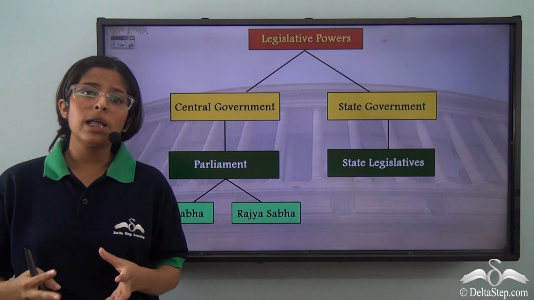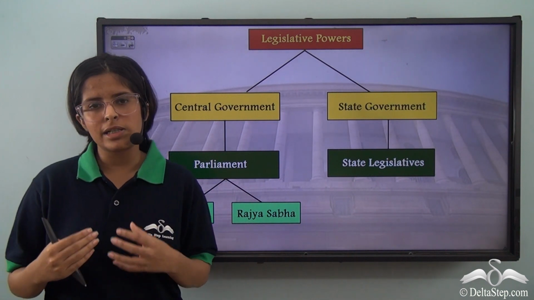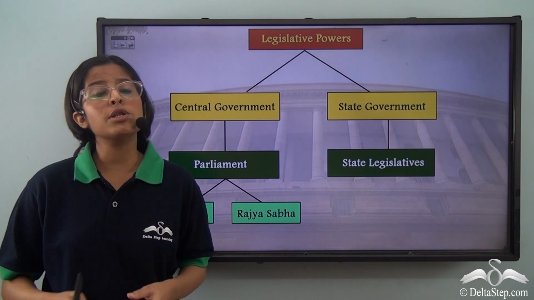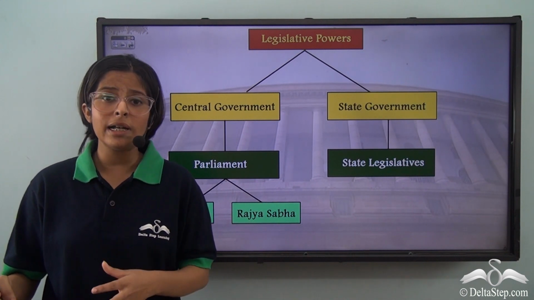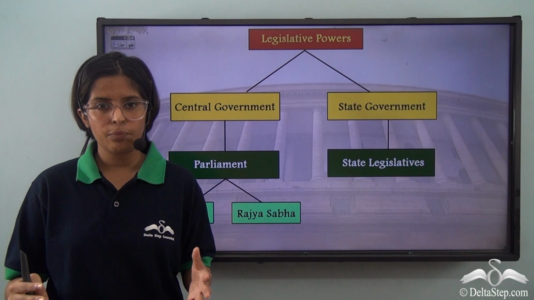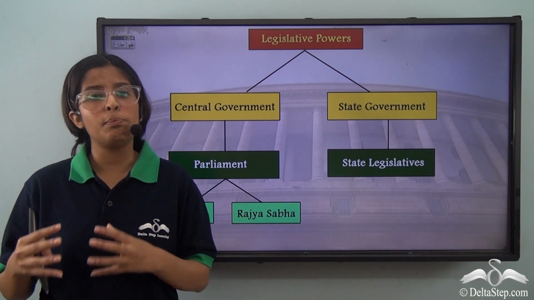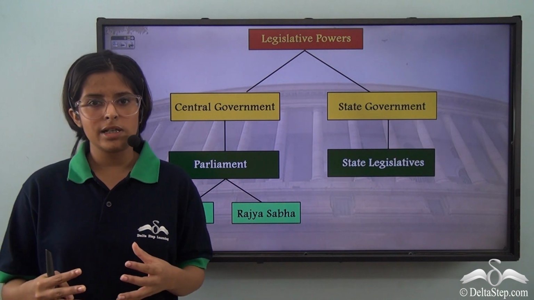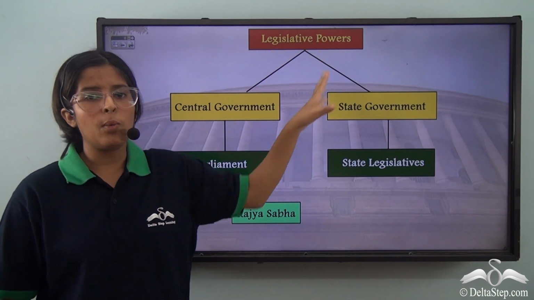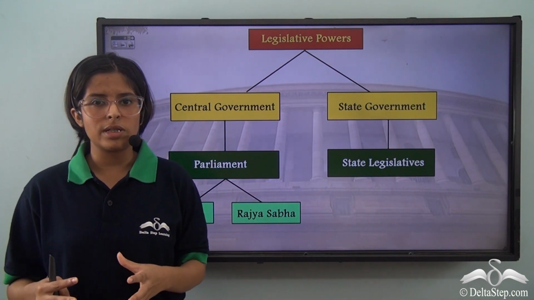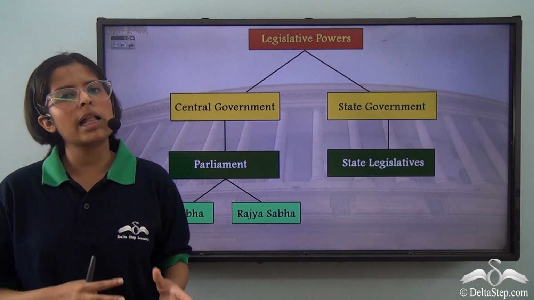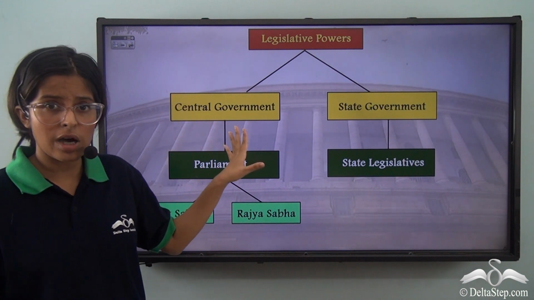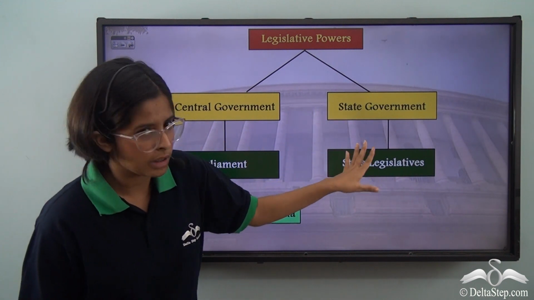We know that in India there is a federal setup, which means that powers are distributed between the central government and the state governments. The main function of the Parliament is to make laws, or to legislate. So the legislative powers are the law-making powers. And these powers, just like any other powers, are also divided between the central government and the state governments.